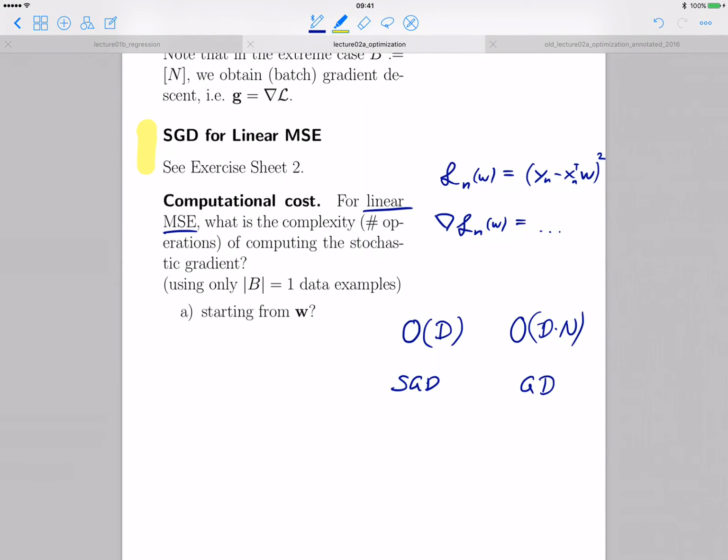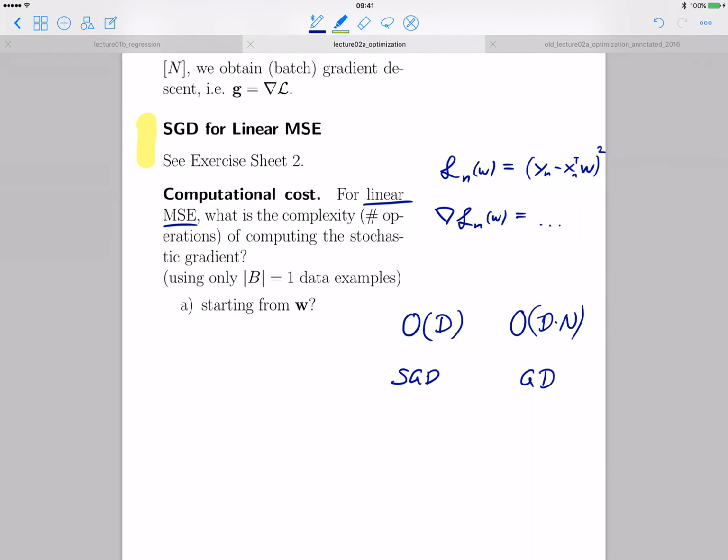Let's summarize this again a bit to be clear about how expensive it is to compute it. So maybe we finished this last Tuesday, it was a bit at the end. So let's again be precise. How do I compute the gradient and how do I compute the stochastic gradient?